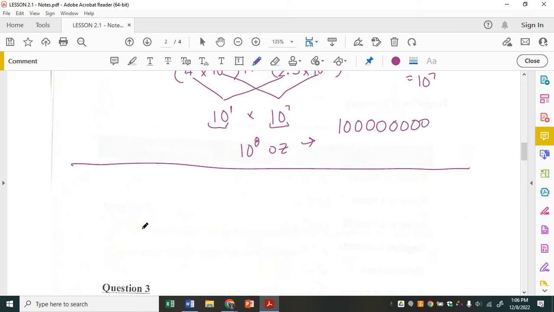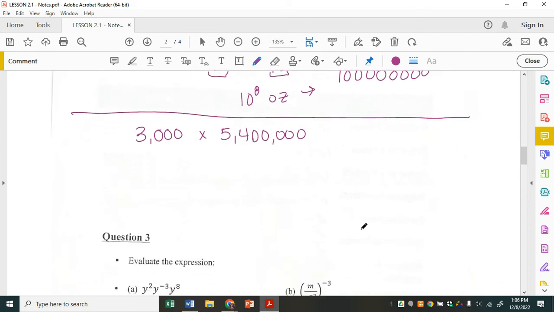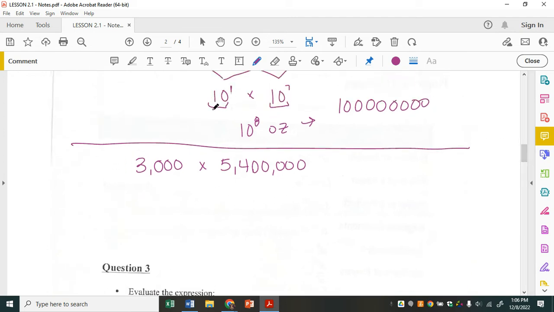Okay. If I had 3,000 times 5,400,000 and I wanted to solve this, put each of those numbers into scientific notation. Can you write this down? Yeah, write this down. I'm making up another problem because I feel like this one got confusing because we ended up with another 10. So I want to go over something when we don't have that.